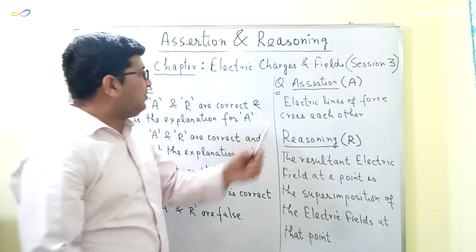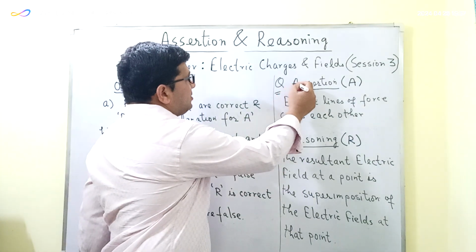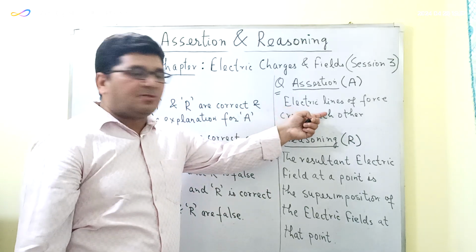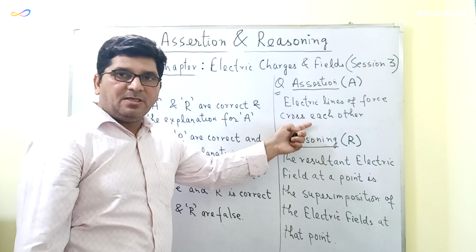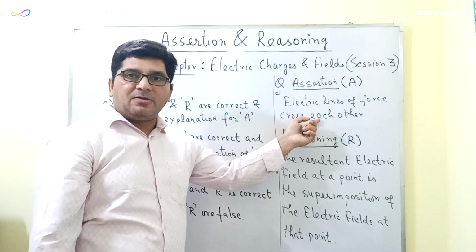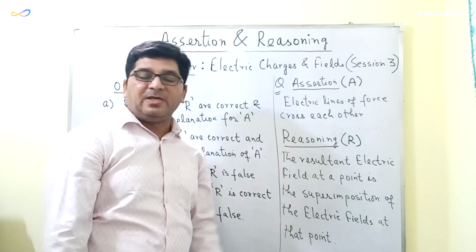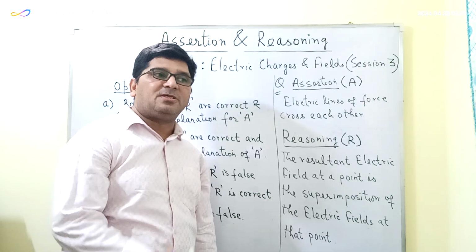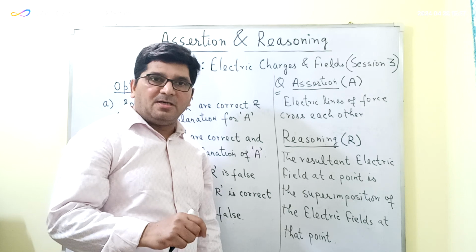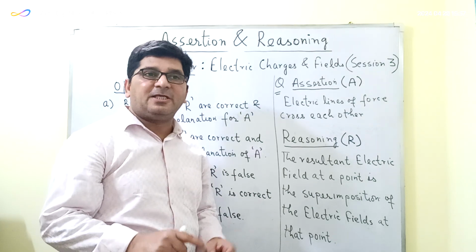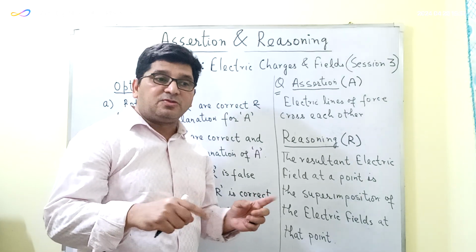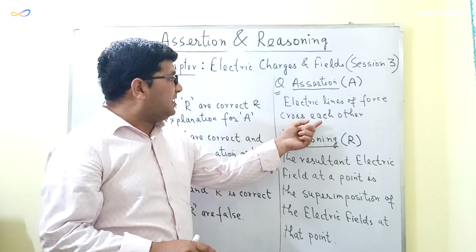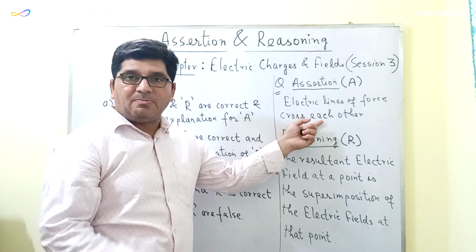Let us first discuss this assertion. Here it is written that the electric lines of force, or the electric field lines, cross each other. This is completely wrong. The electric field lines never cross each other, because if they crossed at a particular point, then they would have 2 directions, which is not at all possible. So this assertion is completely wrong.